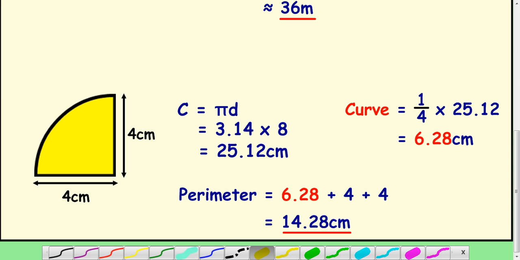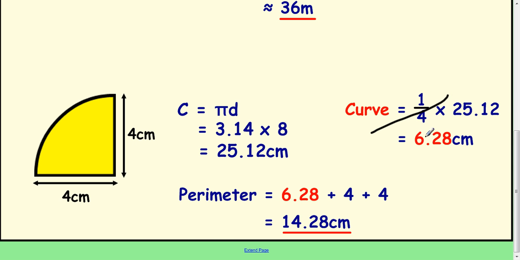Now just a wee point, again, if you wanted to do this quicker, you could forget about that and you could just put divide by 4 here and divide by 4 here. And that would lead you to 6.28 and feed that into perimeter.